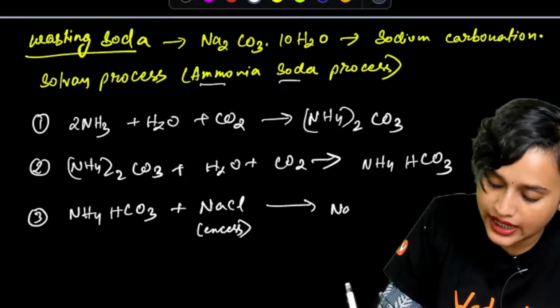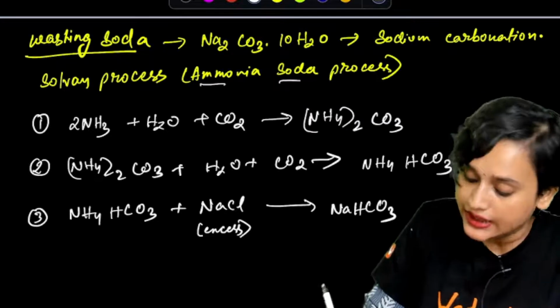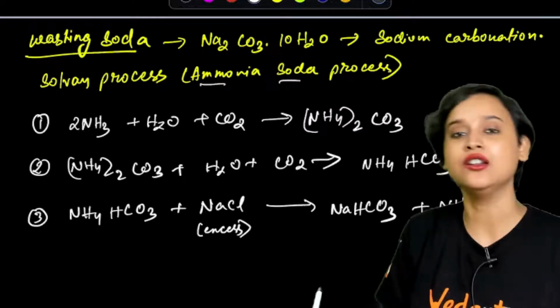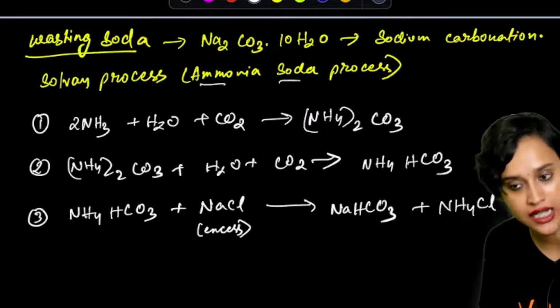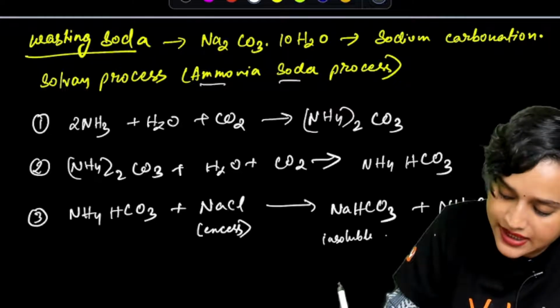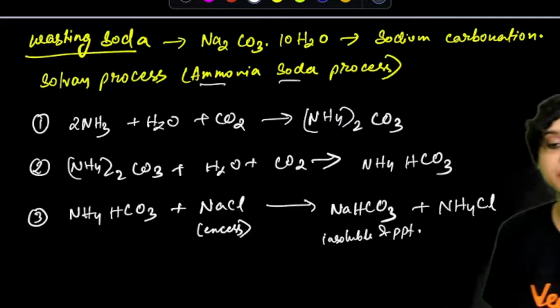This time you will get NaHCO3. This is insoluble, and plus you will get NH4Cl. This NaHCO3 is insoluble and it comes out as a precipitate.